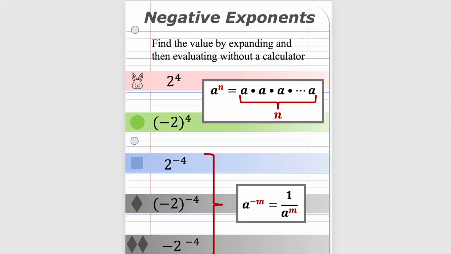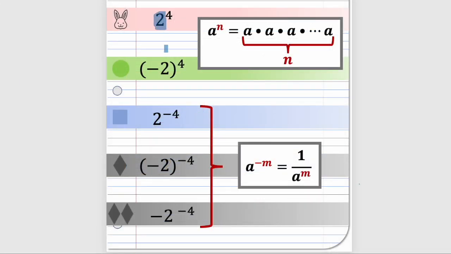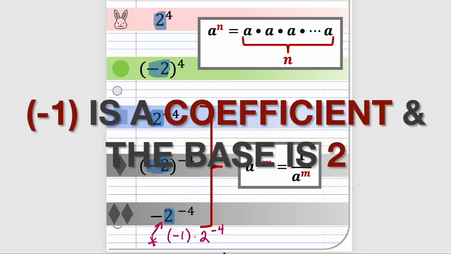Before we find the value of these 5 examples, let's review some of the words associated with exponents. First word is base, and on this page we have quite a few of them. 2 is a base, -2 is a base, 2 is a base, -2 is a base, and here only 2 is a base. It's very important to realize that the negative means -1 times 2 to the -4.